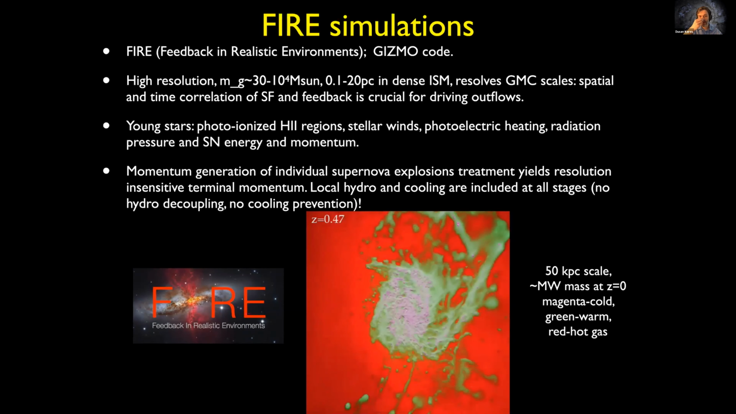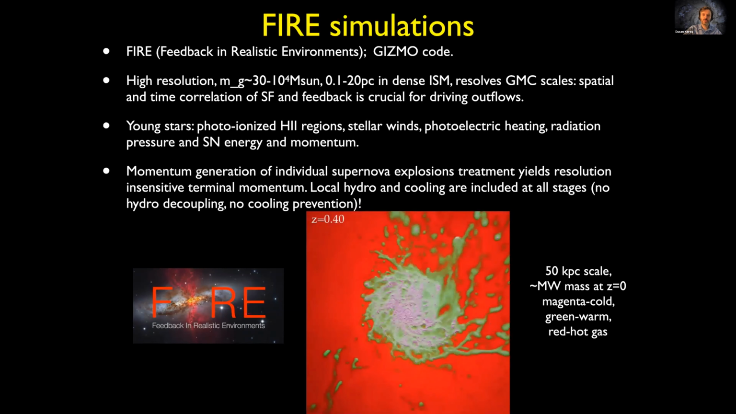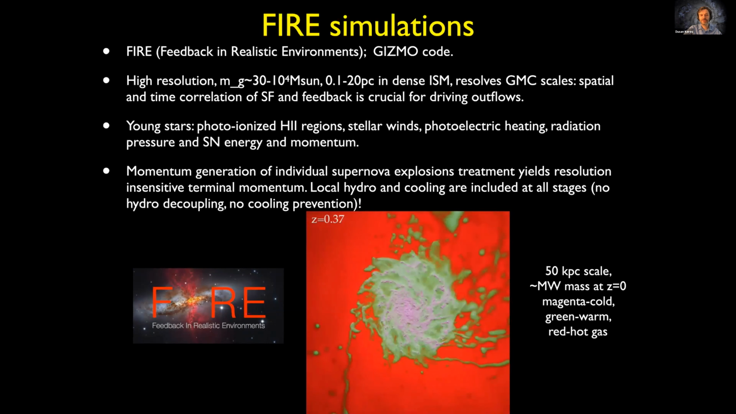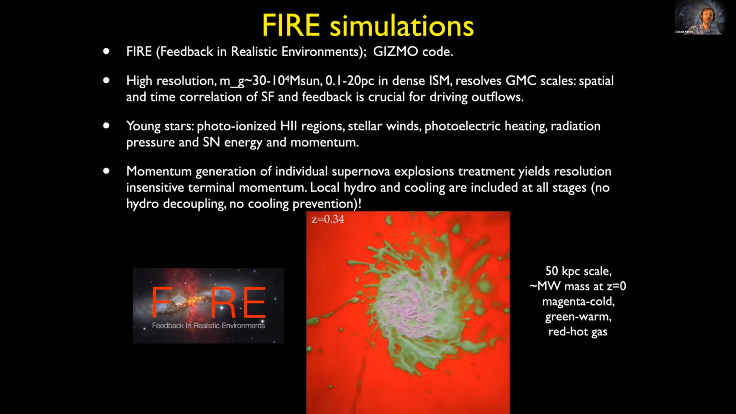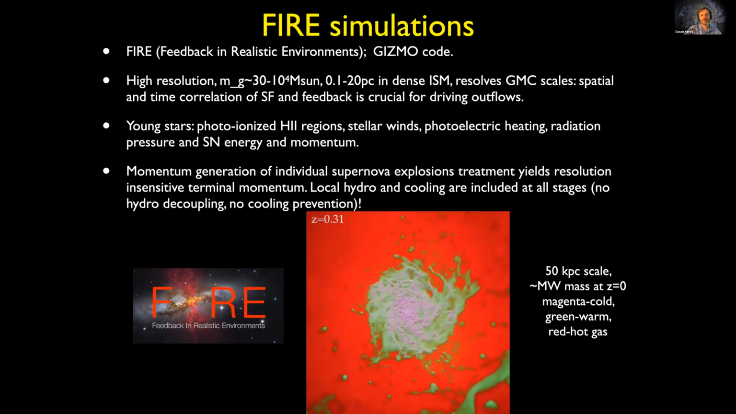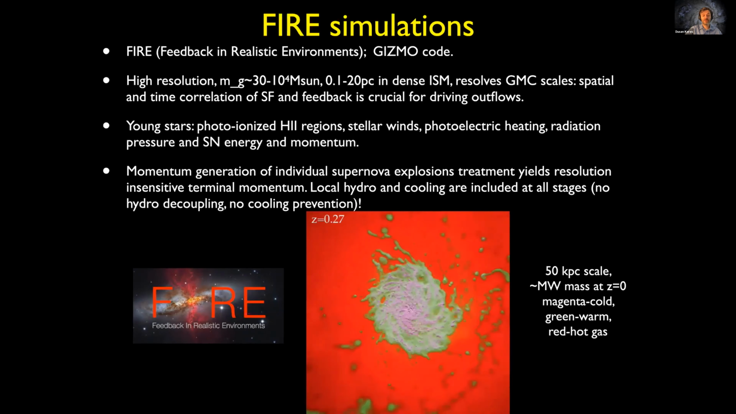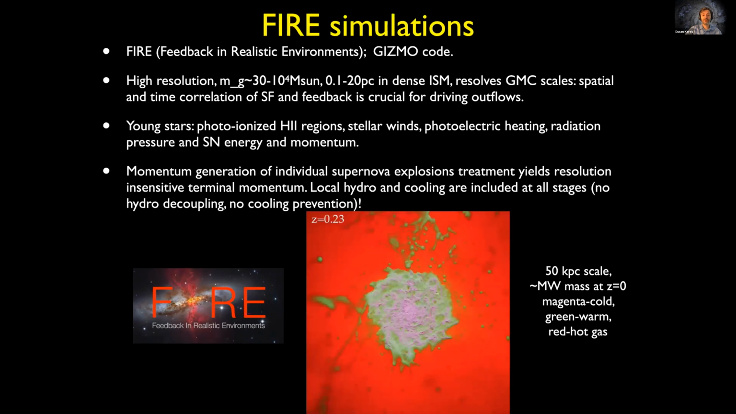So once we form a lot of stars in these models, they input ionization to the surrounding region. They form HII regions. They have stellar winds. They have photoelectric heating and radiation pressure. And most importantly, young stars explode as supernovae, and they input energy and momentum to the surroundings.